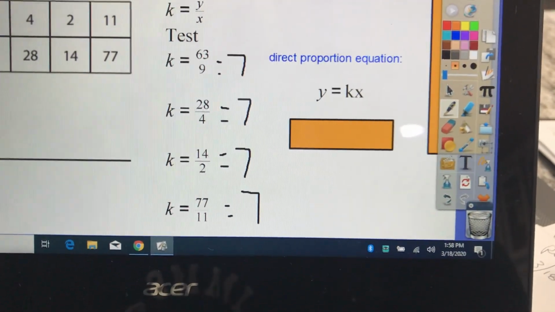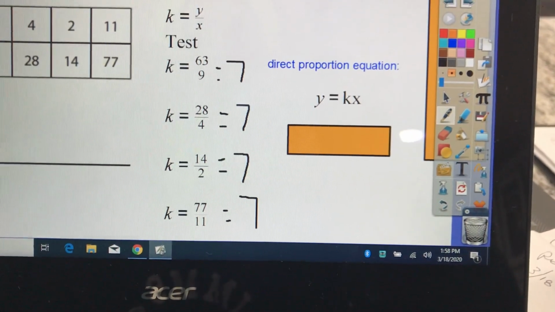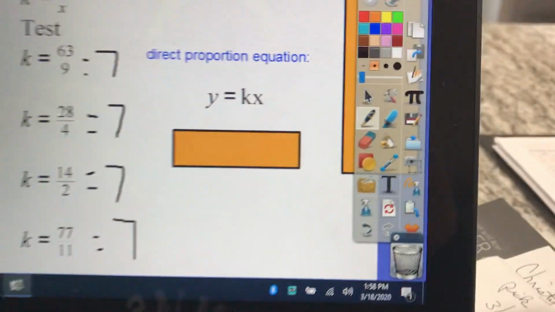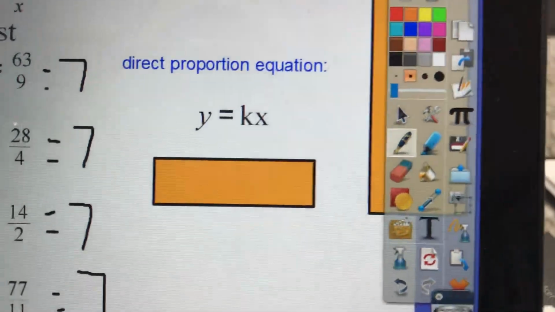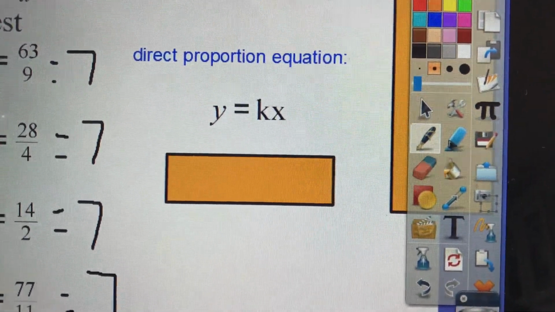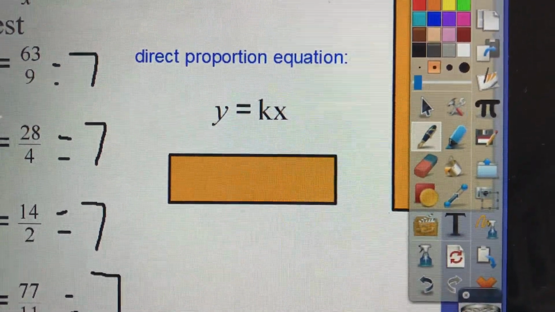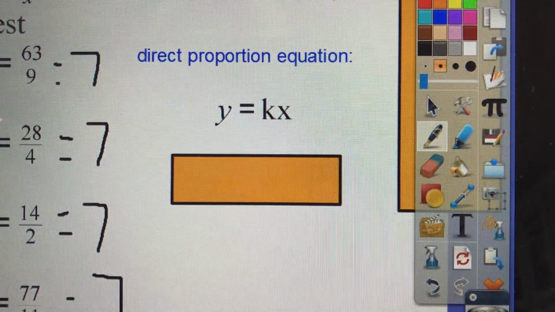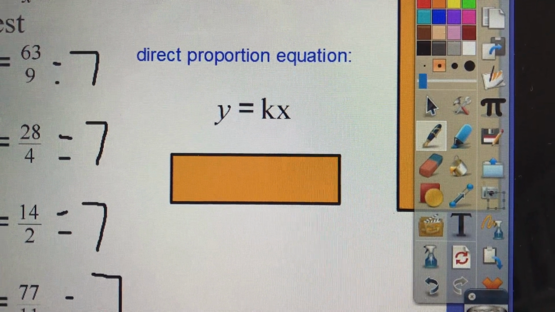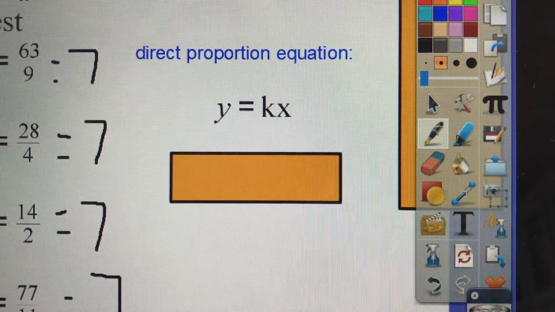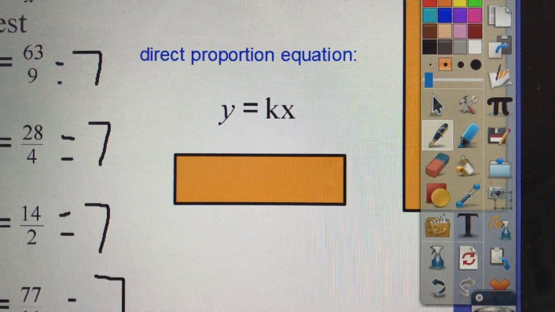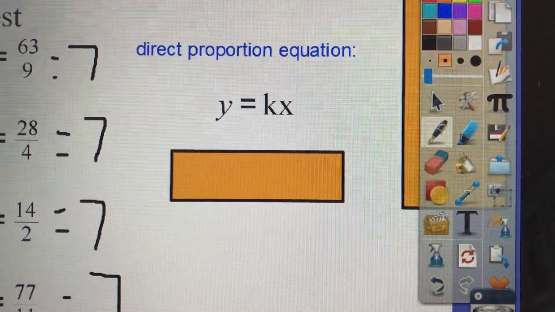So now because we have a K and it was always 7, we can then write what's called the direct proportion equation. And there's your format always for a direct proportion equation. Y equals K times X. Now the only thing that's going to come out of this equation when you go to write it is that K. That's going to change into a number.